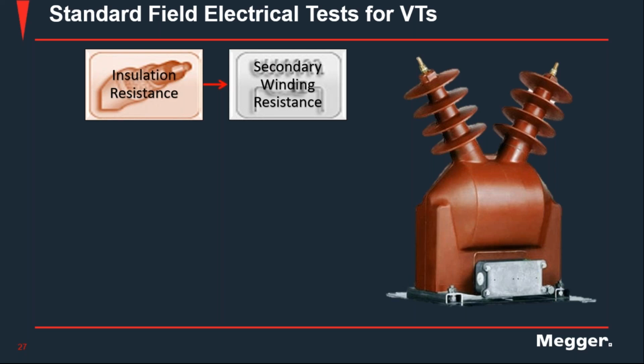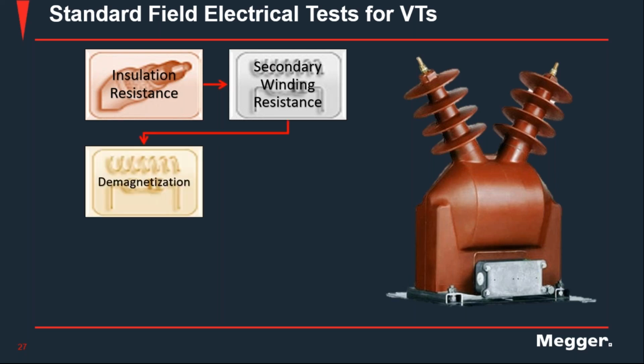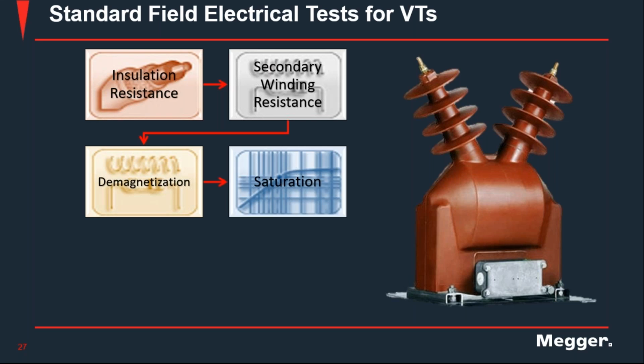Before the hour. In VTs, we do pretty much the same type of test. We perform the insulation assessment, and remember, it's important to consider additional insulation assessment if you have a certain type of instrument transformer that has a more complex insulation system. You perform winding resistance, demagnetization, saturation as well. This is not a common test, and this is probably part of the advanced tests that you need to perform.